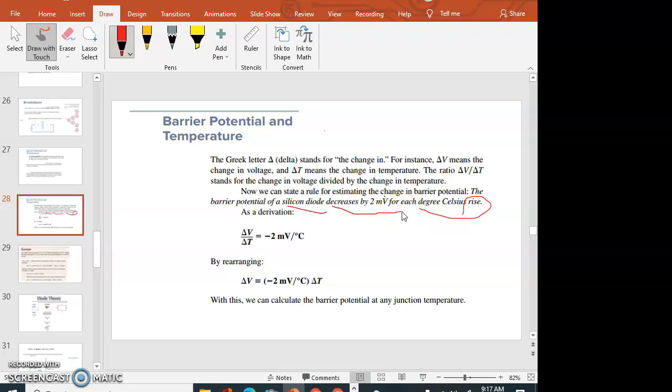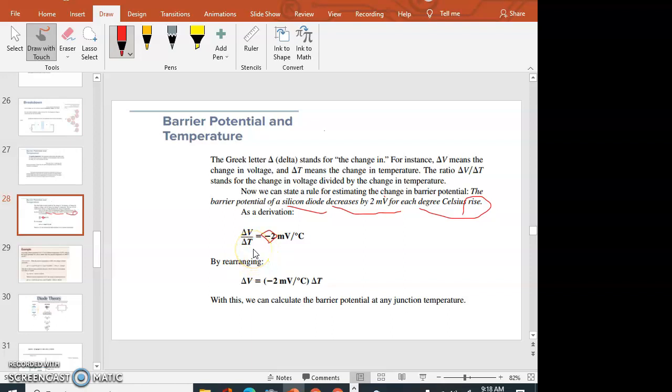So, expressing it mathematically, we have this one. The change of voltage with respect to change in temperature is simply equal to negative 2 millivolt per degree Celsius. Meaning to say, if there is an increase per degree Celsius in our junction temperature, there will be a decrease. That's the reason we have the negative here. There will be a decrease of 2 millivolts. Meaning to say, if it is not a rise of temperature, there will be an increase of voltage. So, the other way around.